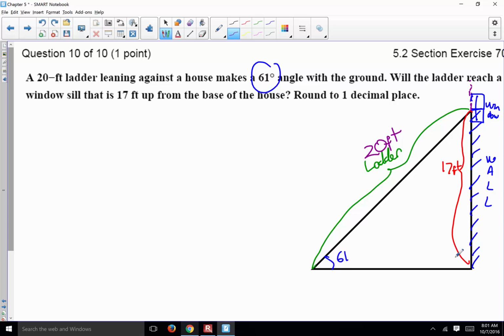They're asking, what is it asking? They're asking whether I'm going to make this window or maybe I'm going to fall short. Maybe I'm going to make it, or only reach here. Window is up here maybe, and ladder is here maybe. So how can I test this?